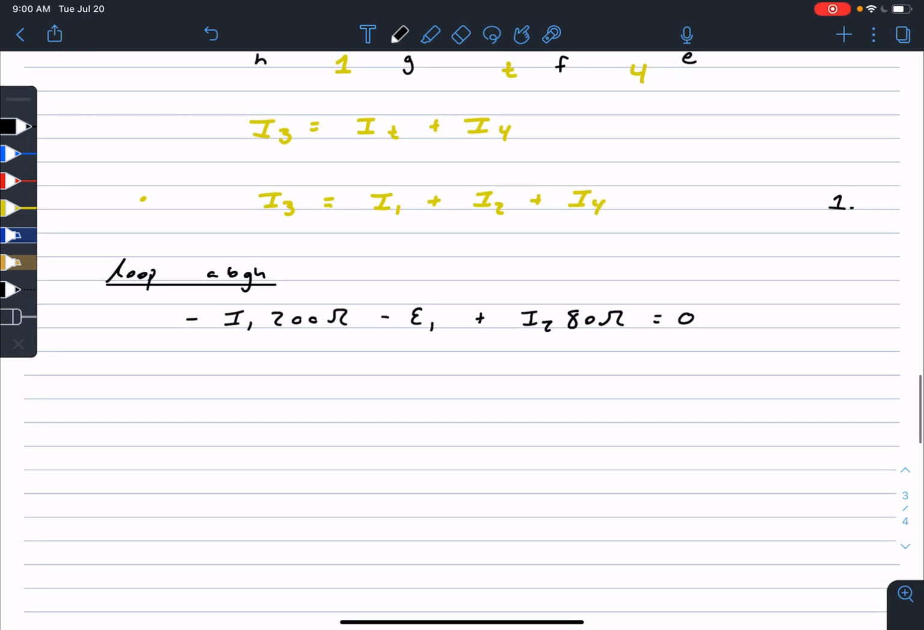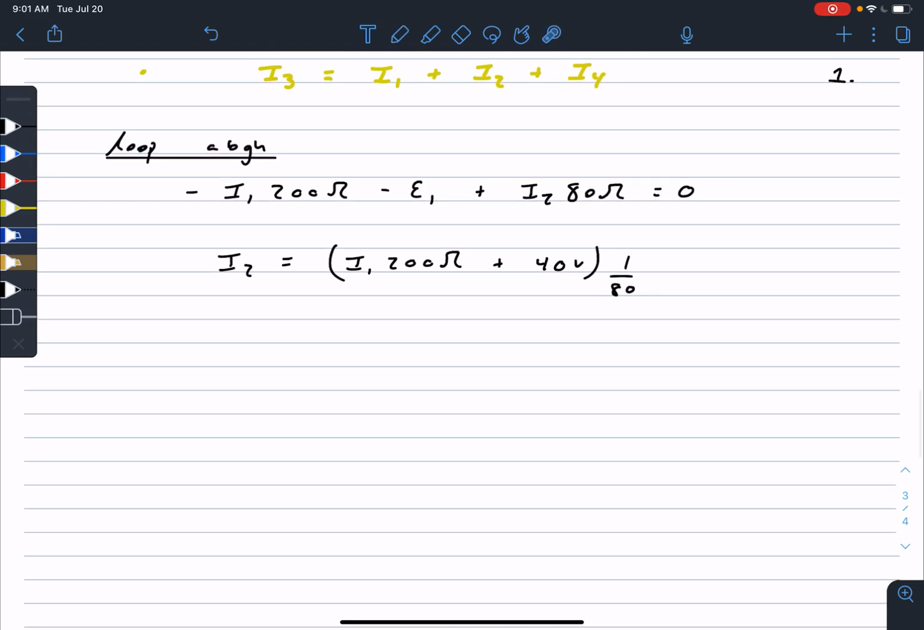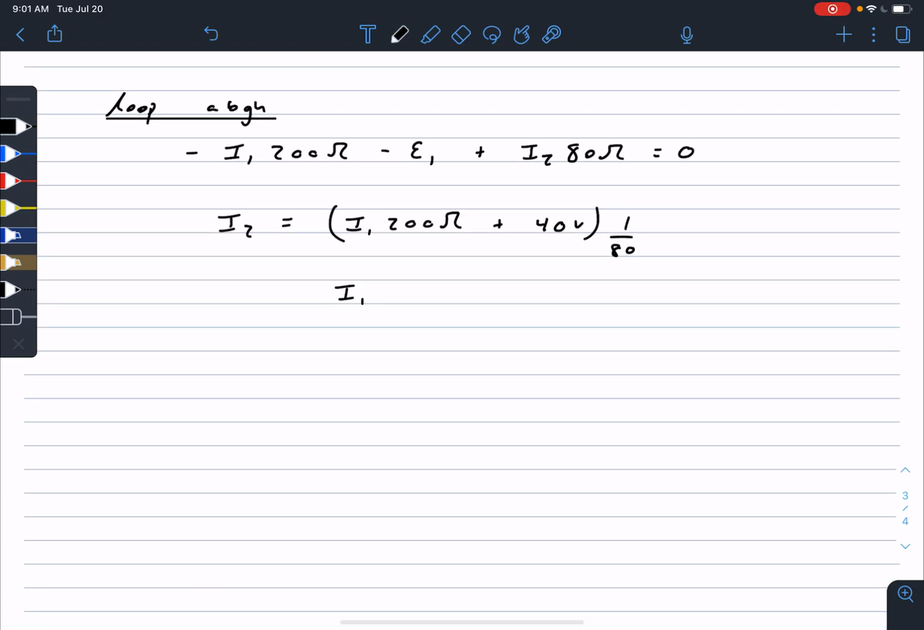Okay, so E1, or this EMF1, is actually equal to 40 volts, right? So what we want to do is solve for one of these. Let's solve for I2, just to make things a little easier on ourselves. So we're going to have I1 times 200 ohms plus 40 volts, right? And then we take 80. So we can pull out a common factor of 40 here. That's going to leave us with I1 times 5 plus 1 over 2. So I2 is equal to that.